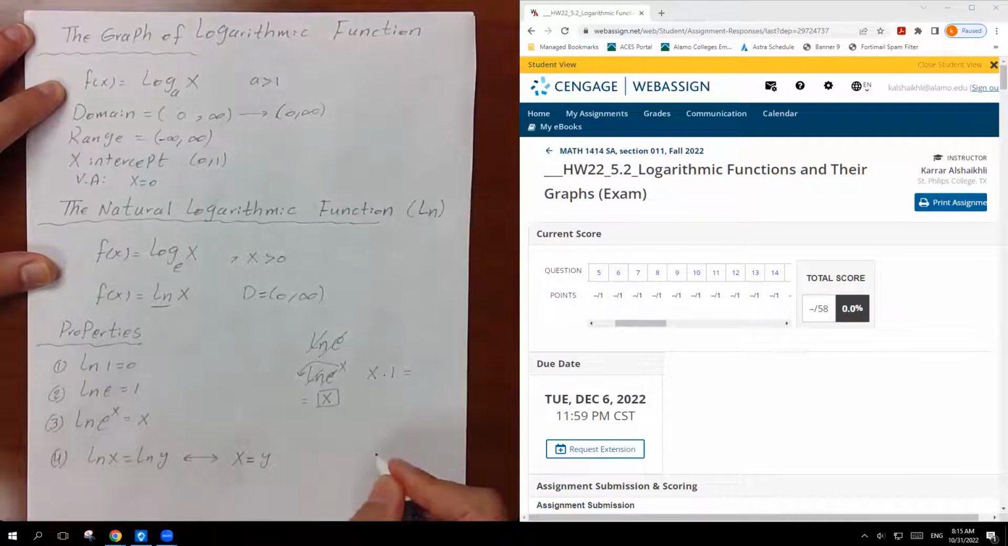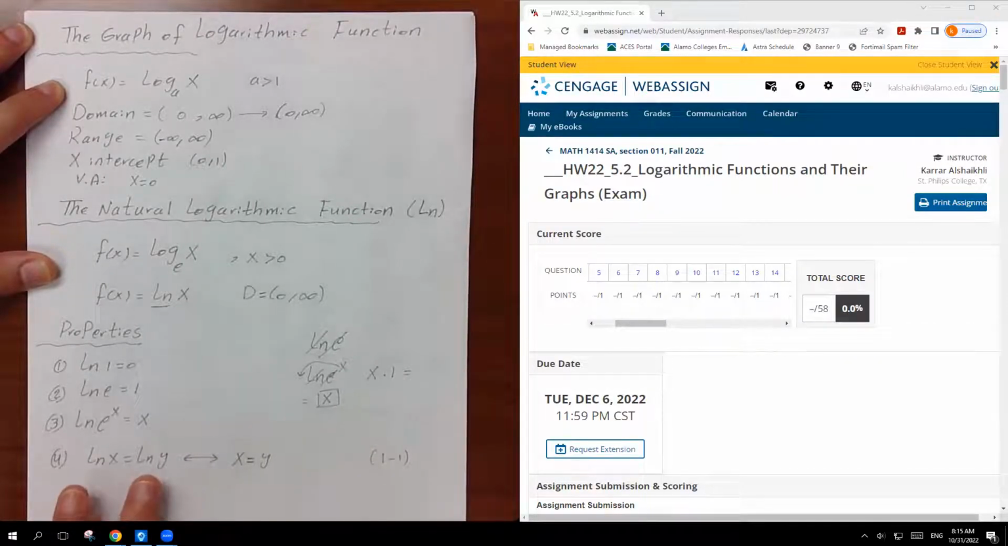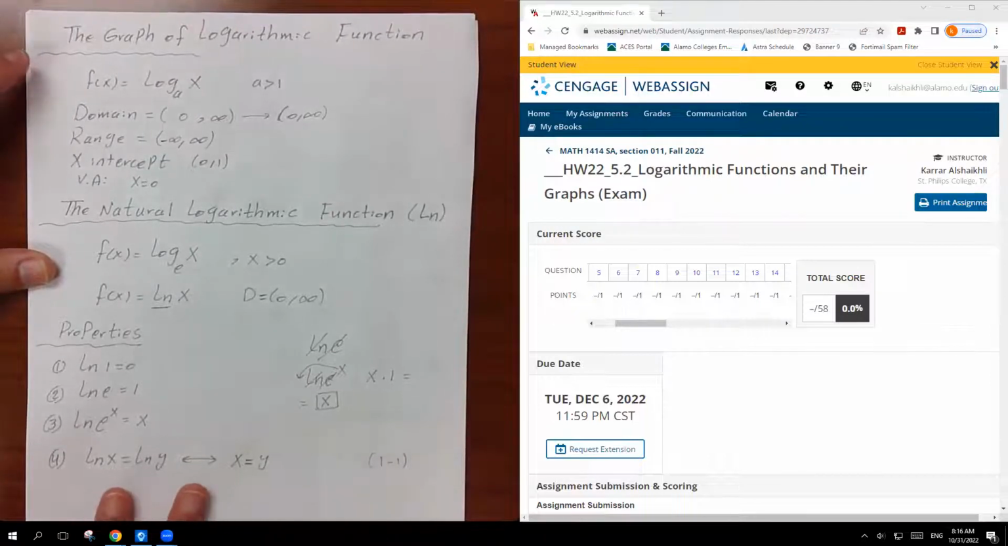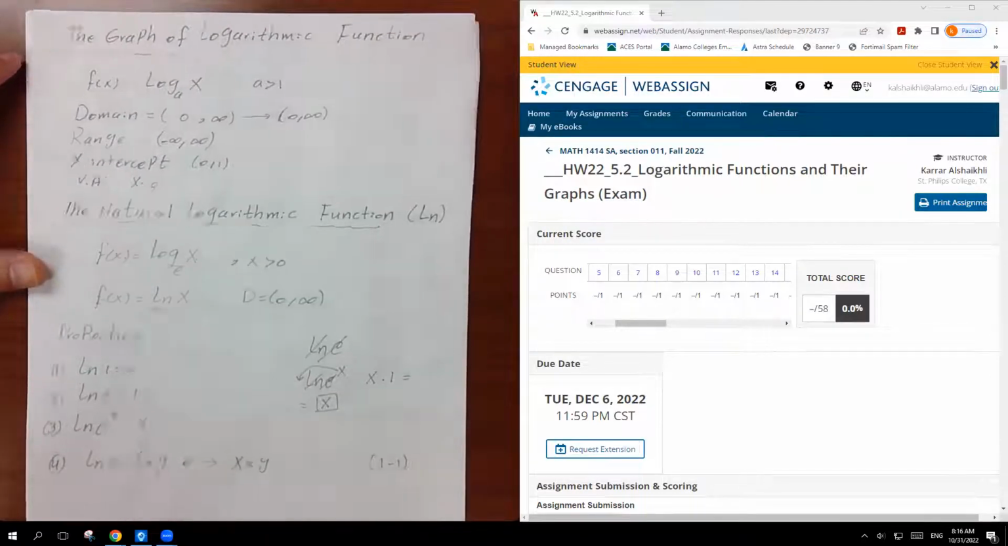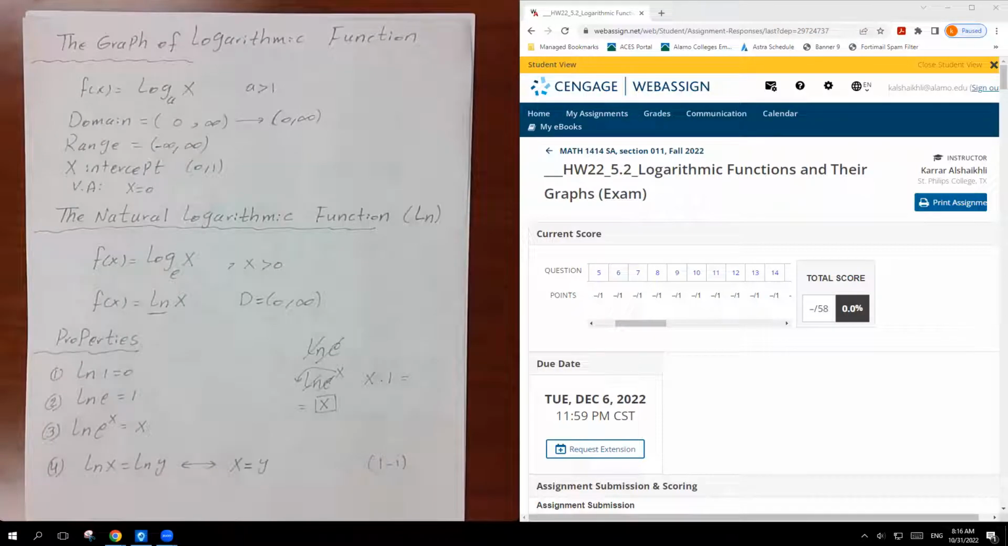Here is the one-to-one rule. Also, this is important to find the solution. If you have ln x equal ln y, that means x equals y. And the same thing, if you have x equal y and you need to find the solution, you can take ln to both sides. So the one-to-one rule is really important. We're going to use it to find the solution if they ask you to solve natural log equations, or equations with the ln.